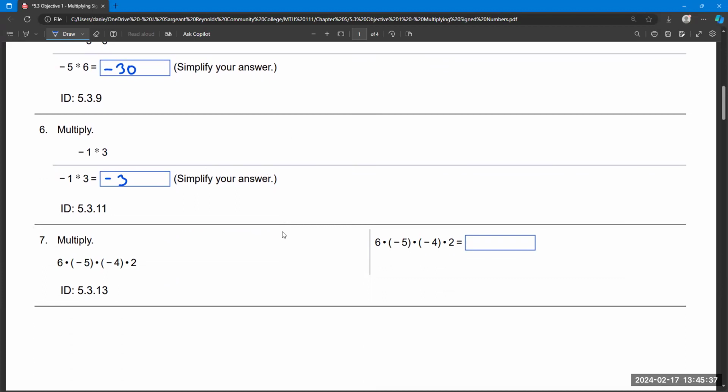We'll multiply these first two parts here, and that's going to give us a -30 times a -4 times 2. Now we'll multiply these next things, and that's going to give us a positive 120 times 2 is going to be 240.